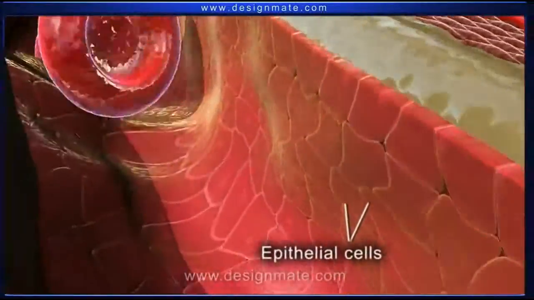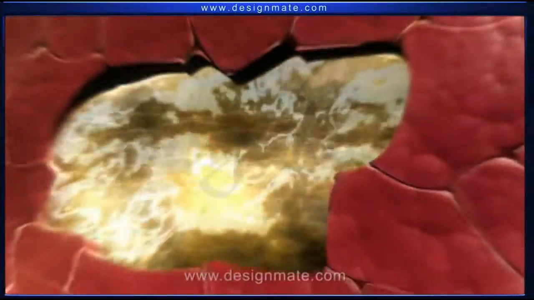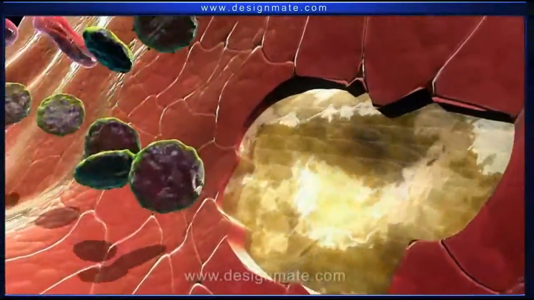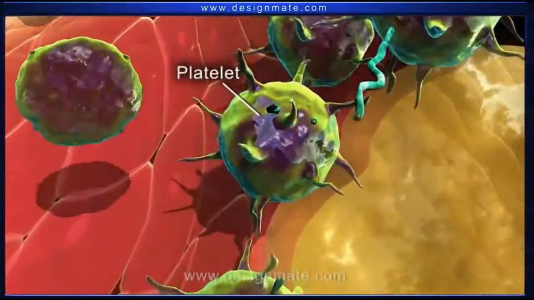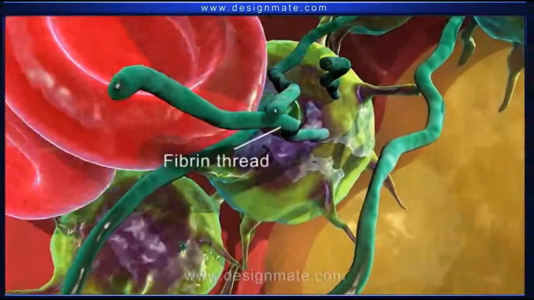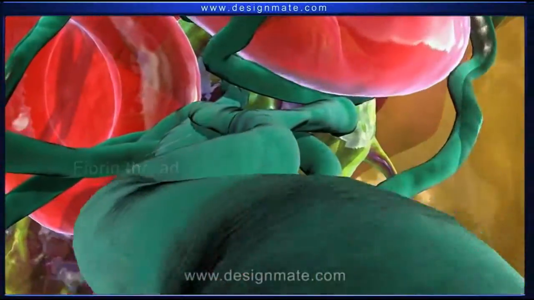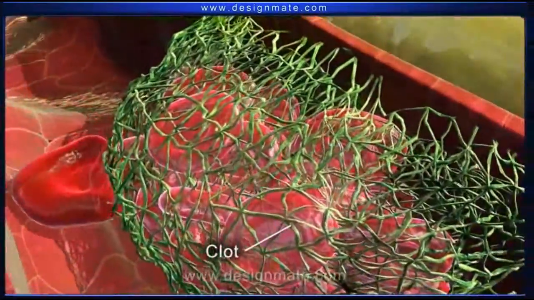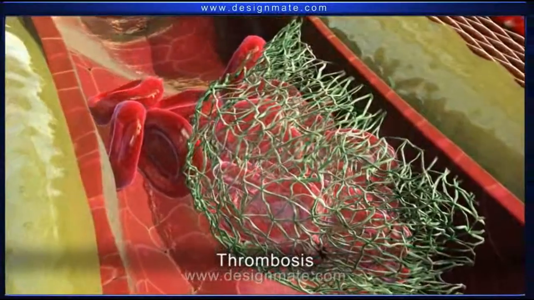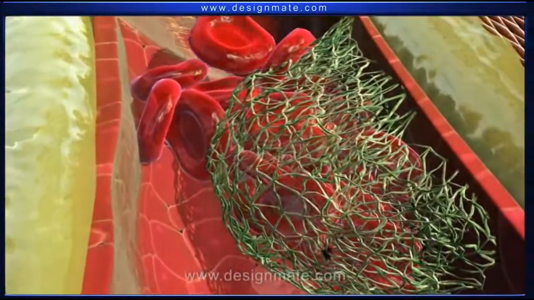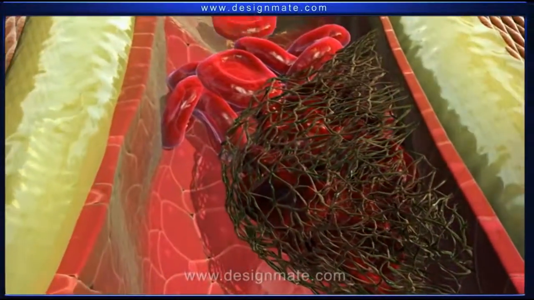At times, epithelial cells may rupture at some point. This activates the platelets, which start forming fibrin threads. Eventually, a clot gets formed. The formation of this clot is known as thrombosis. The clot blocks the blood flow through the artery.